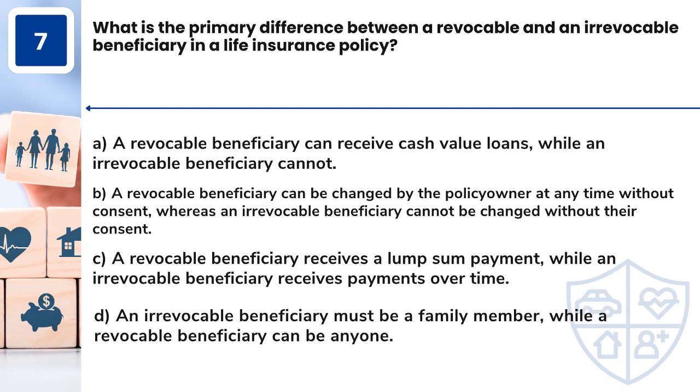Question 7. What is the primary difference between a revocable and an irrevocable beneficiary in a life insurance policy? A. A revocable beneficiary can receive cash value loans, while an irrevocable beneficiary cannot. B. A revocable beneficiary can be changed by the policy owner at any time without consent, whereas an irrevocable beneficiary cannot be changed without their consent. C. A revocable beneficiary receives a lump sum payment, while an irrevocable beneficiary receives payments over time. D. An irrevocable beneficiary must be a family member, while a revocable beneficiary can be anyone.